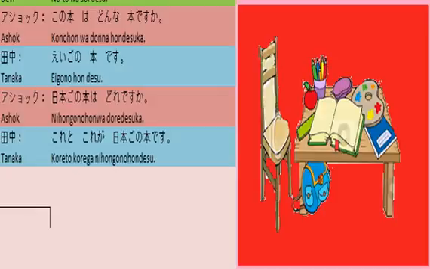And then Miss Tanaka responds, Eigo no hon desu. Eigo means English. Sorry, no hon is book. Eigo no hon desu means it's an English book.